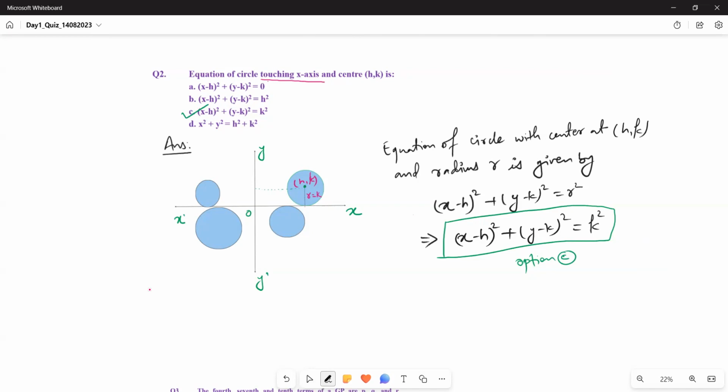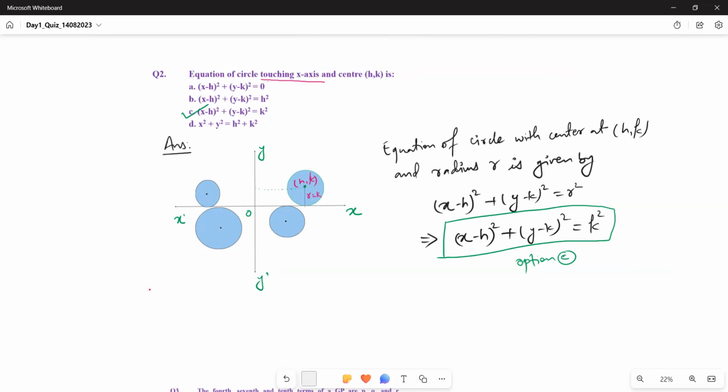And the center of any of these circles is in terms of the constants h and k, but the h and k values are unknown, right? So it's still a general point. When it touches the x-axis, we can see that the y coordinate, the k value, is equal to the radius of the circle. Because k is how much the center is above the x-axis, that is the y coordinate of the center. So we have radius equal to k. I hope you understood, right?